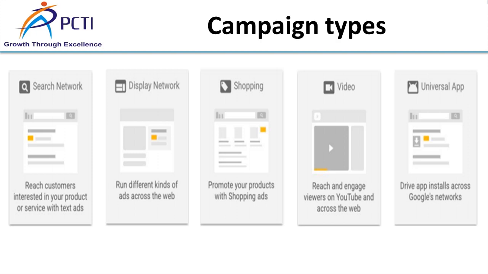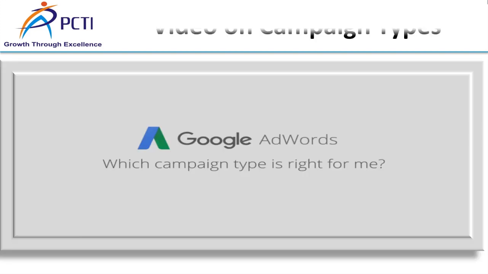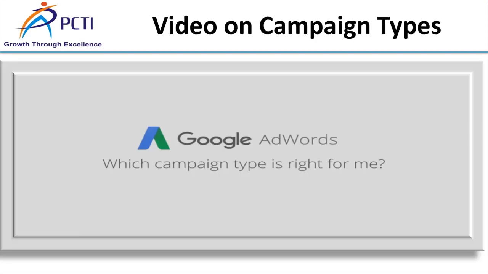And how many downloads of the app have occurred, this count will give you a metric to understand, as a marketer or advertiser, what is going on, how people are taking your ads. So basically, driving app installs across the Google network helps you to find out some sort of metrics. Let's go for another video regarding Google AdWords to understand which campaign type is right for me.